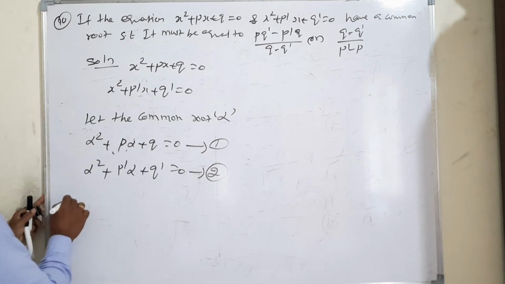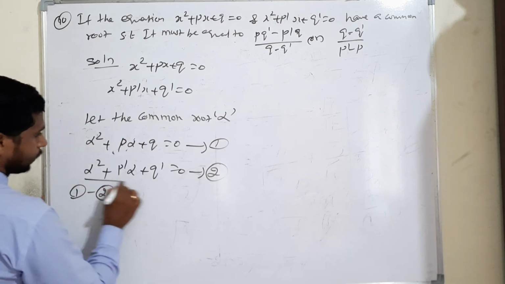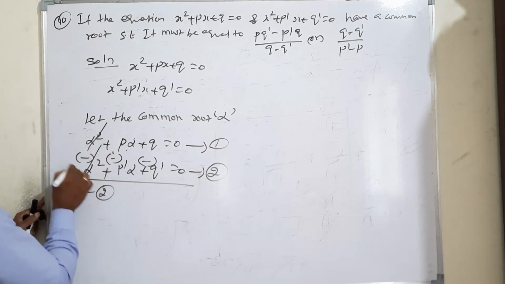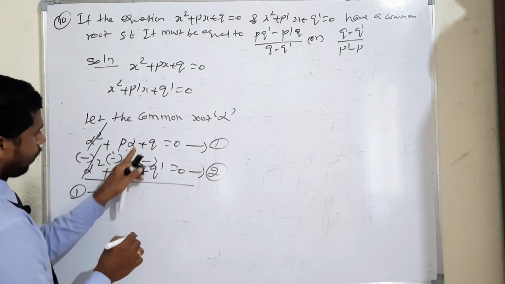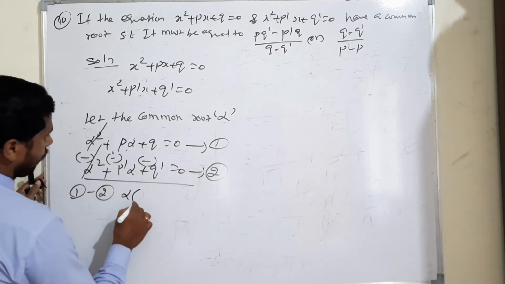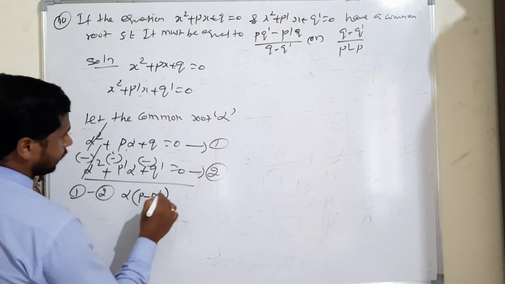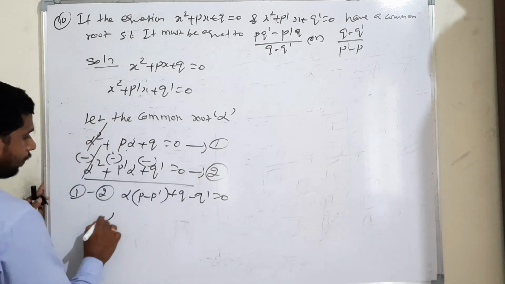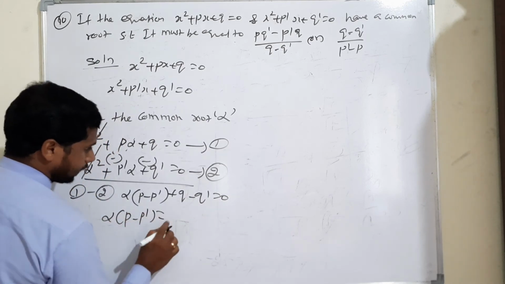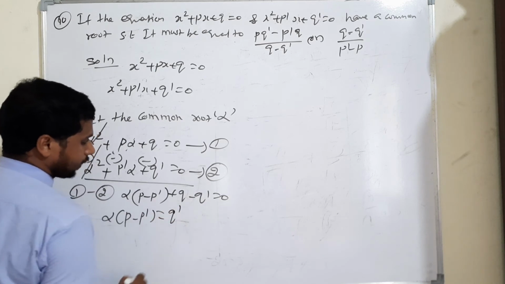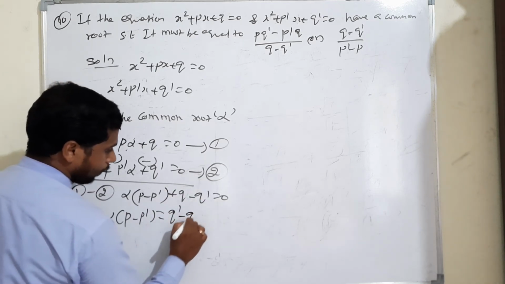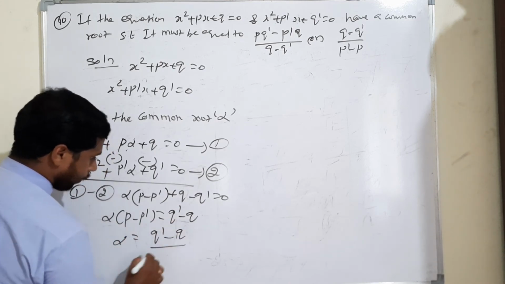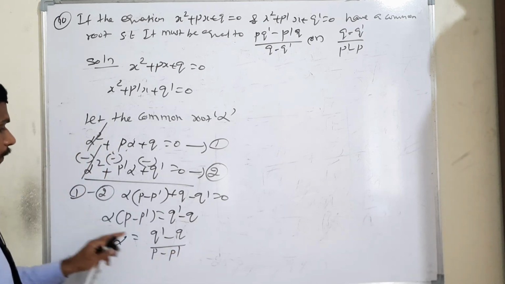Okay. Now equation 1 minus equation 2, what will happen? Throughout the second equation the sign changes, so alpha square minus alpha square cancels. Then take alpha common outside. So alpha into p minus p dash plus q minus q dash is equal to 0. Therefore alpha into p minus p dash is equal to minus q dash, bringing it to the opposite side, plus q dash plus q, bringing to the opposite side, minus q. Therefore alpha is equal to q dash minus q divided by p minus p dash.